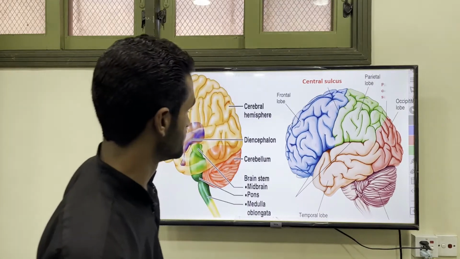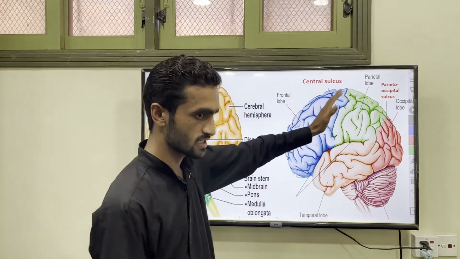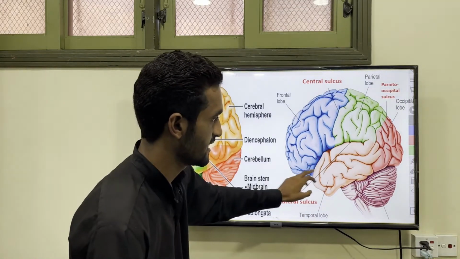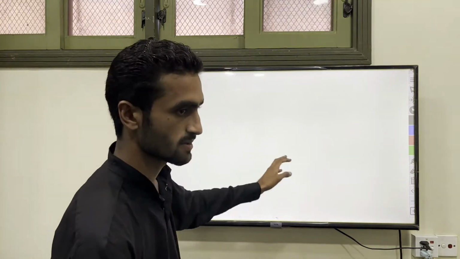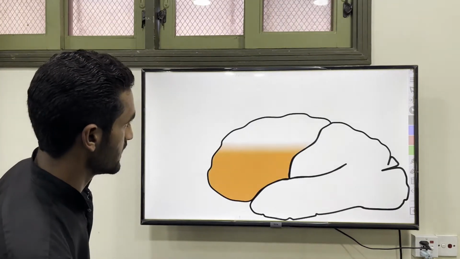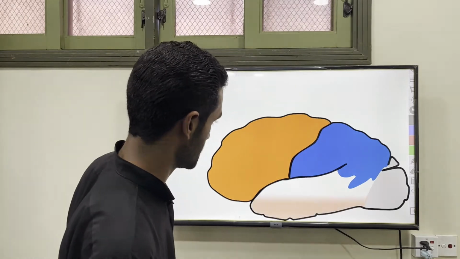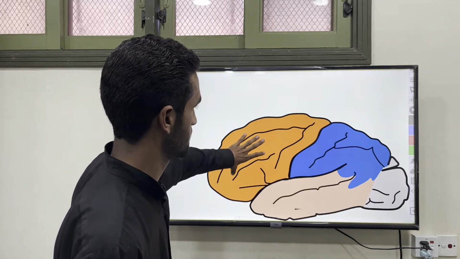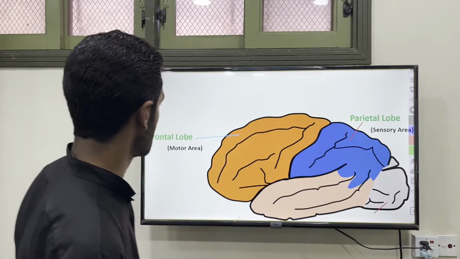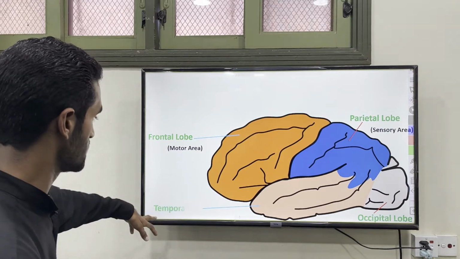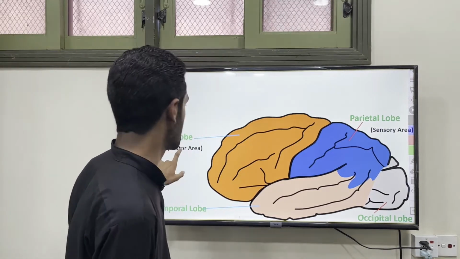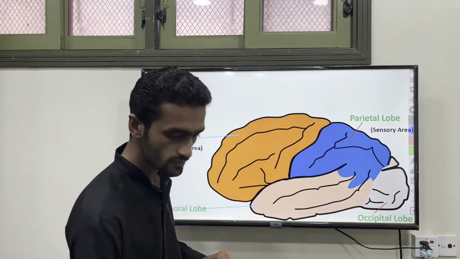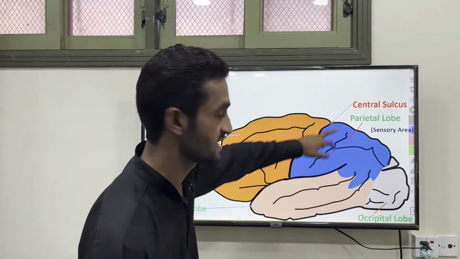There are differentiation points: the parieto-occipital sulcus and the lateral sulcus here, and other sulci which separate them. An important concept I want to mention is that I'm not going into these gyri and sulci. So parietal lobe, frontal lobe, occipital lobe and temporal lobe. Just remember our concern is with the sensory and the motor areas. Sensory is associated with the parietal lobe and motor with the frontal. So this is the central sulcus.